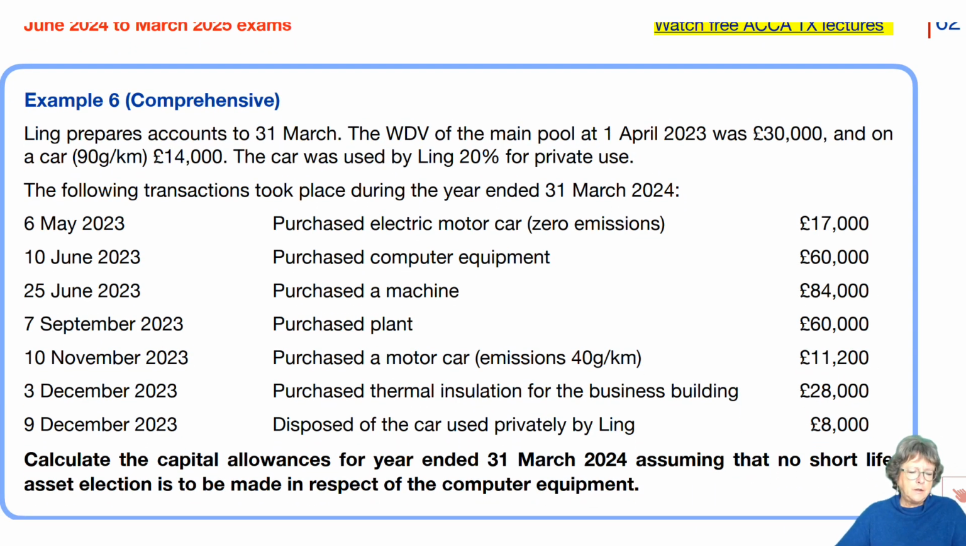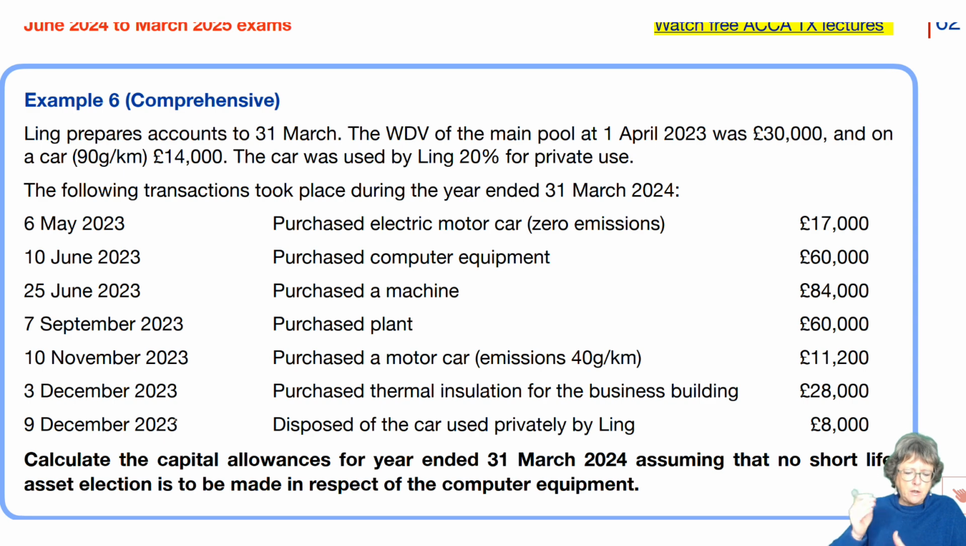So Ling prepares accounts to the 31st of March. The written down allowance on the main pool was 30,000, and there was a car in a private use column of 14,000, which she uses 20% of the time. In the year ended 31st of March 24, we bought, let's make sure all the dates are within that period, so there's nothing that's going to throw us that we need to ignore.